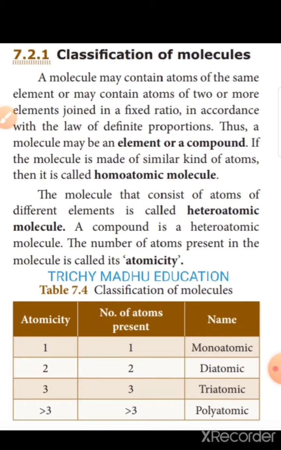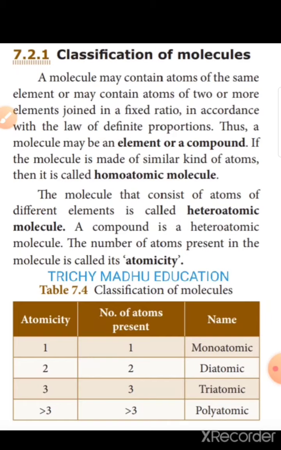If the molecule is made up of similar kind of atoms, then it is called a homoatomic molecule. A homoatomic molecule is nothing but a molecule made up of similar kind of atoms.